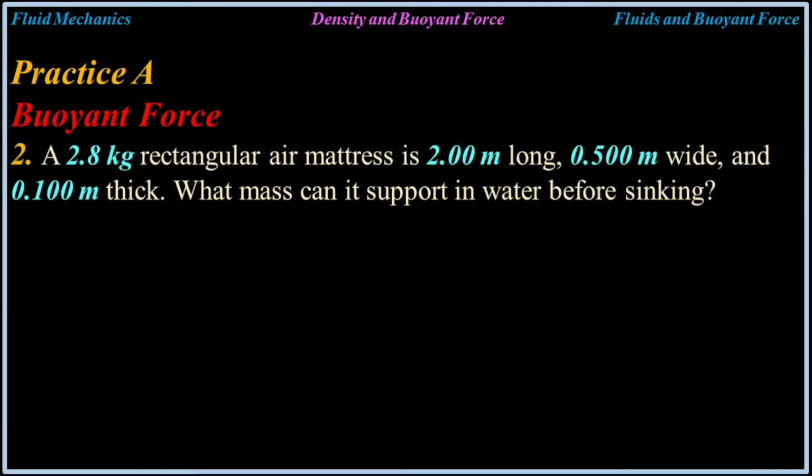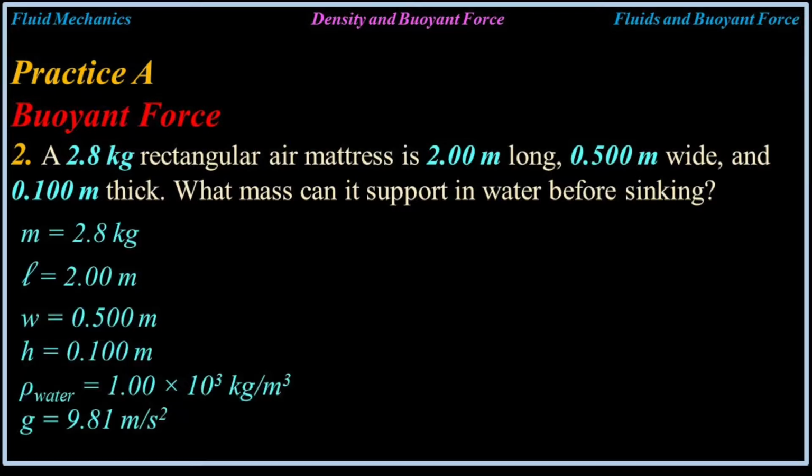A 2.5 kilogram rectangular air mattress is 2 meters long, 0.5 meters wide, and 0.1 meter thick. What mass can it support in water before sinking? Well, the first thing you understand, we're going to have to find the volume of the air that's going to fit in the air mattress. So that's the length, width, and height.